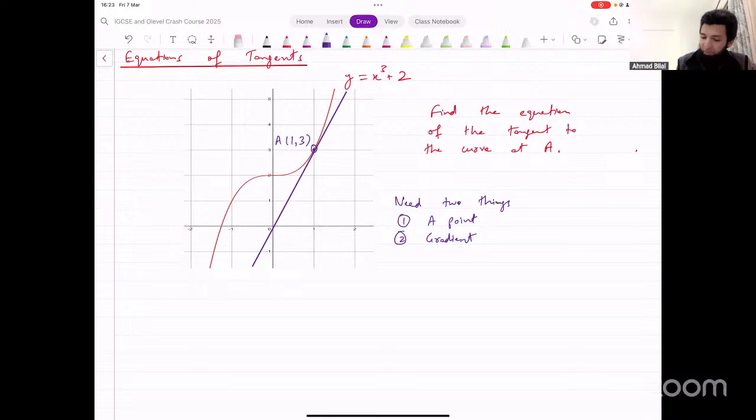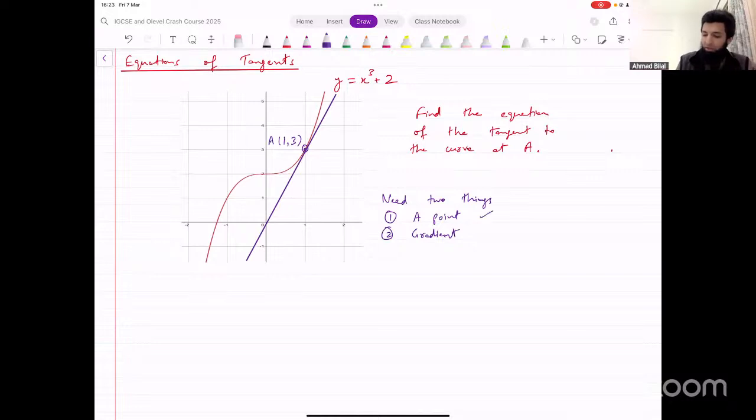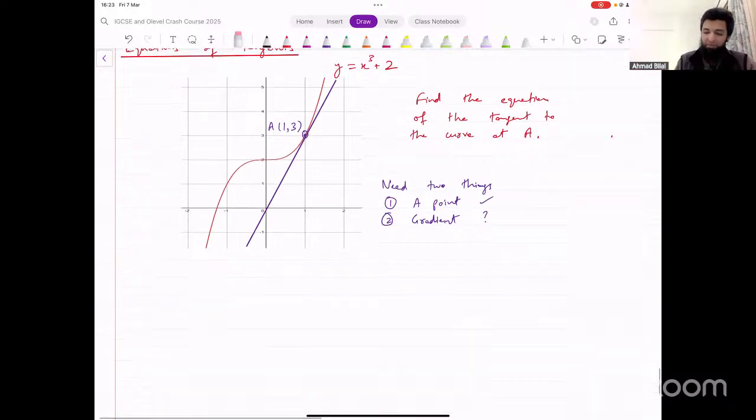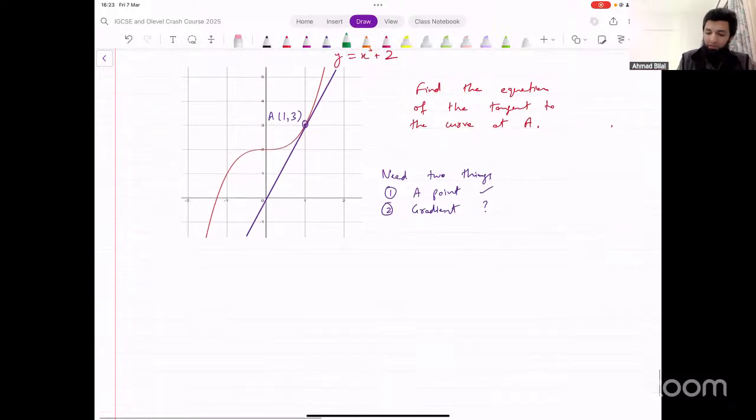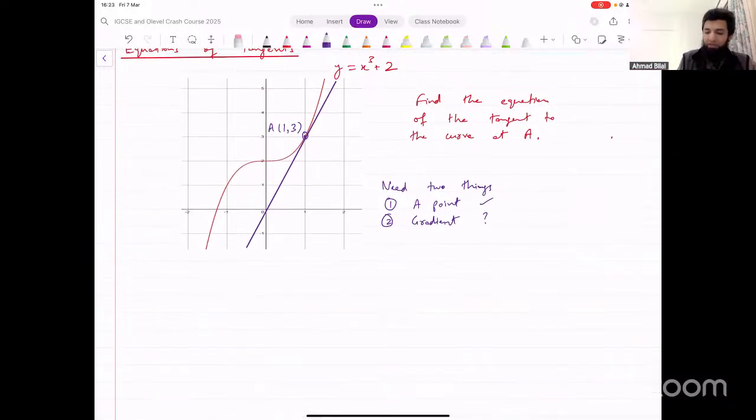Now, do we have a point on this line? We have this point 1, 3. That is the point at which we're making that tangent. So that point also lies on the tangent, right? So we have a point that's 1, 3. So yes, the point is known. What about the gradient? Gradient is something that we are not given here. We don't know what the gradient of this straight line is going to be. Now that is where differentiation comes in. Because using differentiation, we can find the gradient of the curve at the point A.